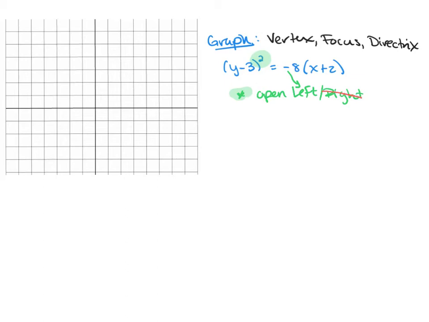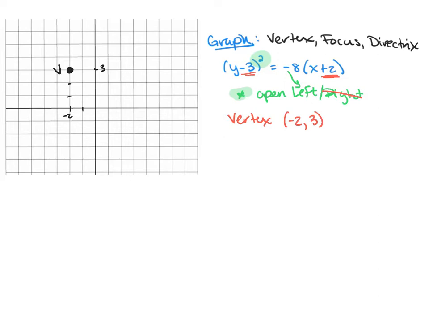Okay, and the vertex, I'm going to look at the h and the k. So the vertex is going to be, make sure you have the number that goes with the x value first, negative 2, we're going to change the sign, and the k would be 3. Okay, and so let's start graphing that. So we've got x equals negative 2, and y equals 3. So there's our vertex. I'll label it with a V.